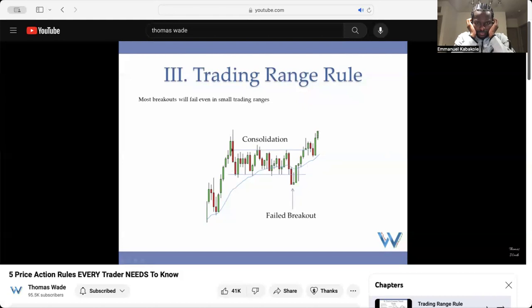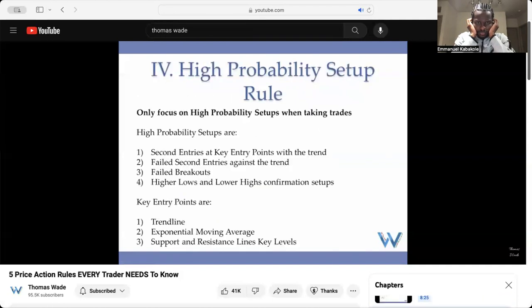But most breakouts will fail even from these tiny consolidations, and you want to stay away from trading in the middle of these tiny little consolidations. That's against the rule. We just talked about three price action rules that mainly have to do with the structure and the bias of the market. But is there a rule that will help us identify the proper place to enter? Yes, there is, and it's called the high probability setup rule.